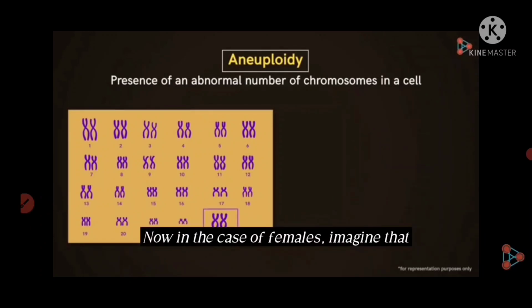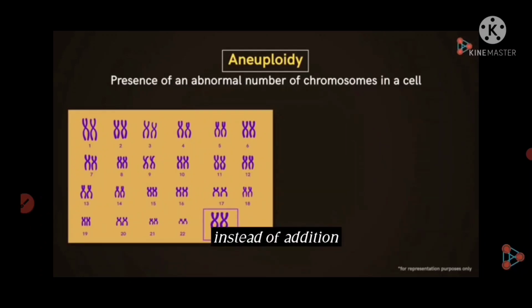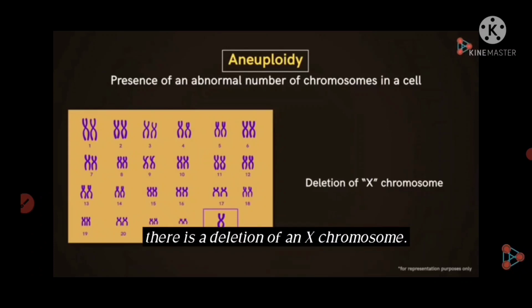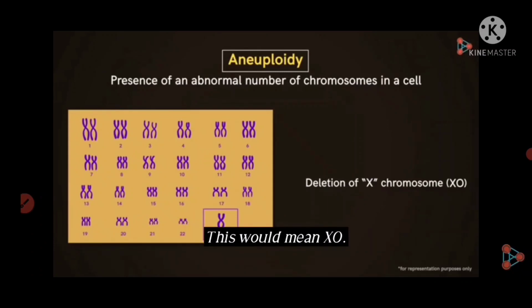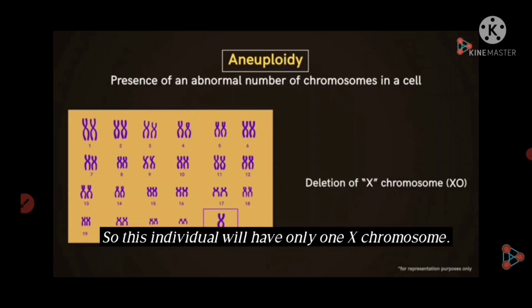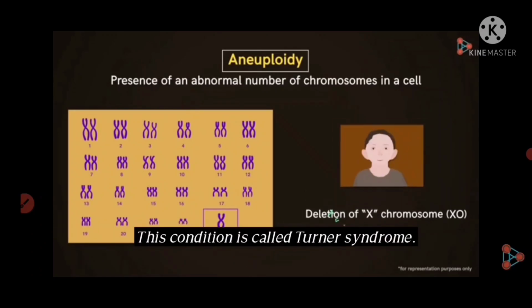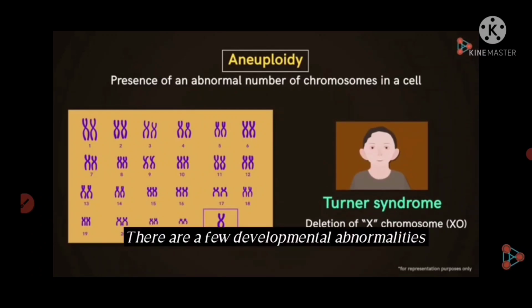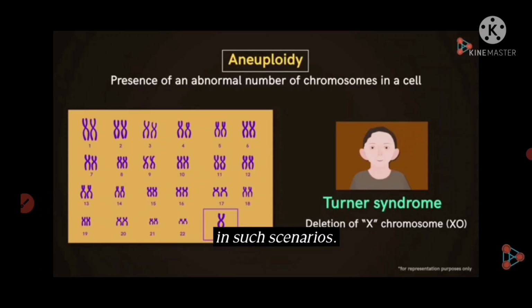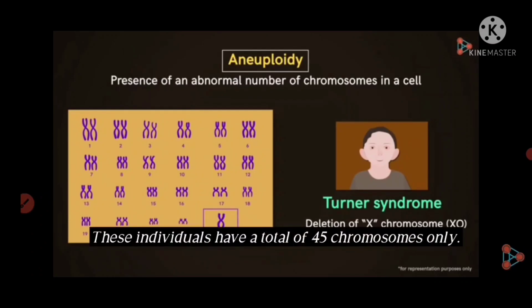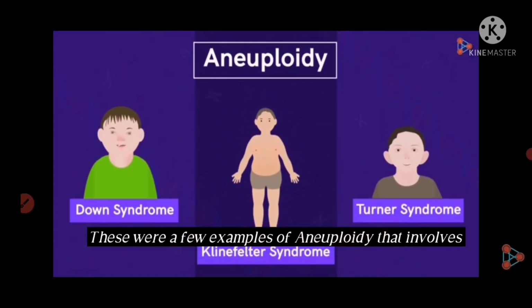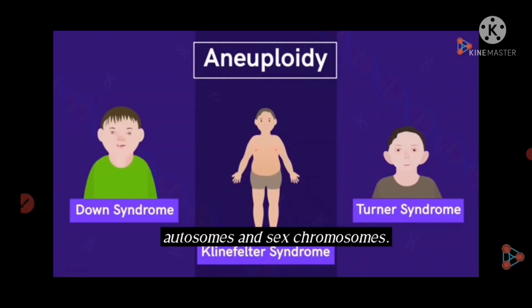Now, in the case of females, imagine that instead of addition, there is a deletion of an X chromosome. This would mean XO. So this individual will have only one X chromosome. This condition is called Turner syndrome. There are a few developmental abnormalities in such scenarios. These individuals have a total of 45 chromosomes only. These were a few examples of aneuploidy that involve autosomes and sex chromosomes.